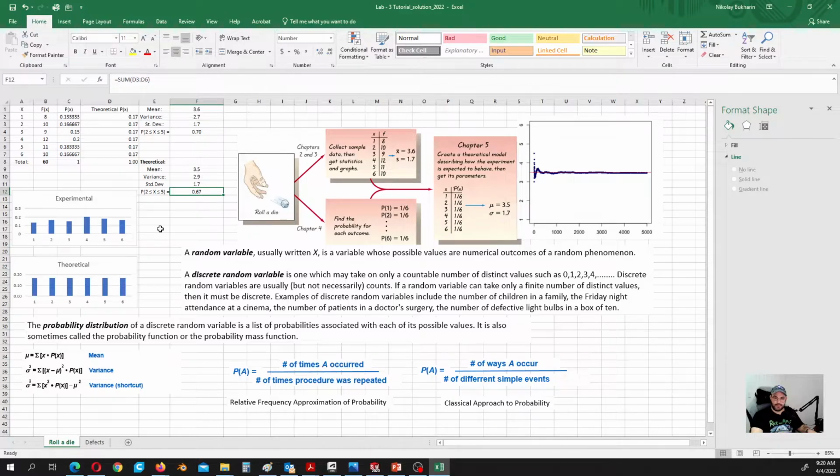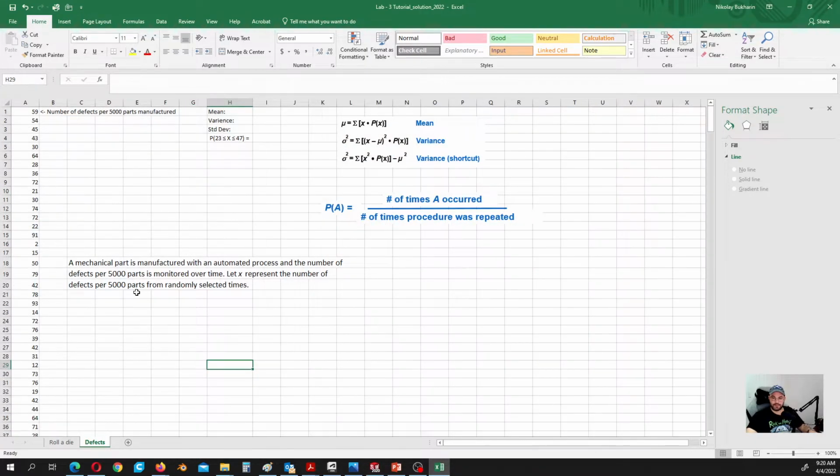Okay, so I think we should be good with this introduction. So now let's go ahead and analyze a data set which is quite similar to what you have in your lab. Let's say we are testing 5,000 parts and check how many defects we have. Here we were rolling a die, so here we take 5,000 parts and check them for defects. And let's say here we got 59, here we have 54, and so on and so forth.